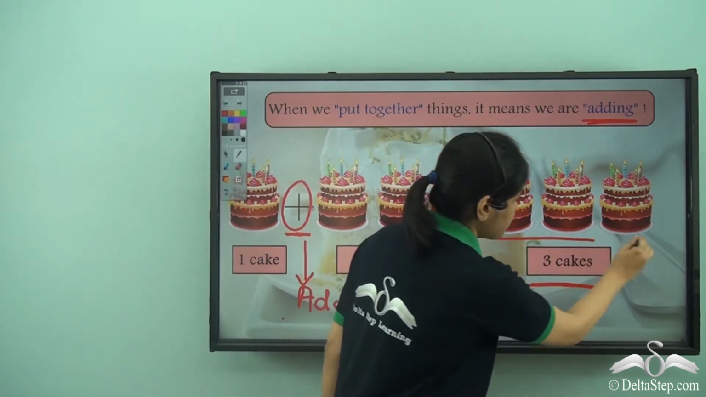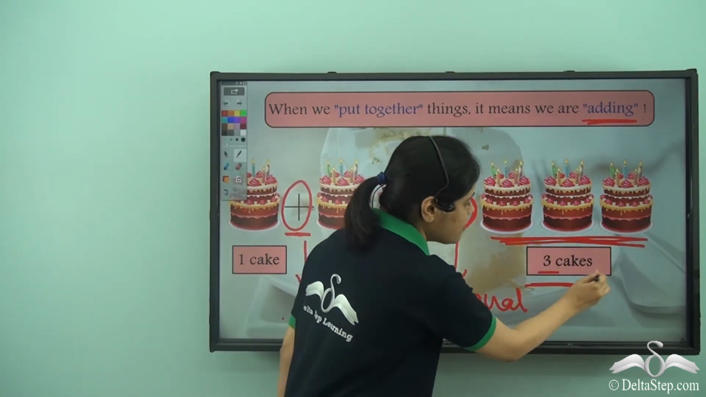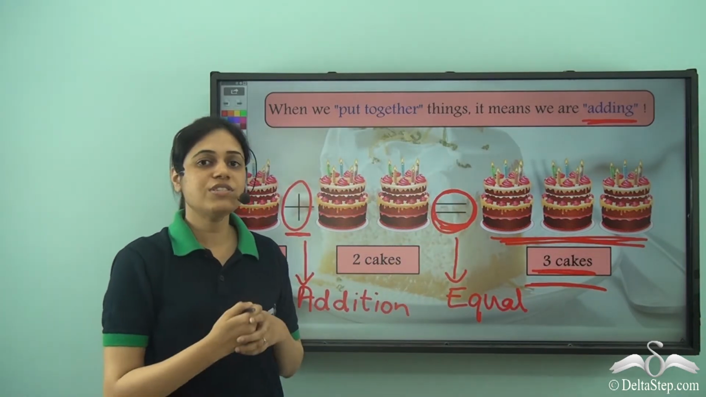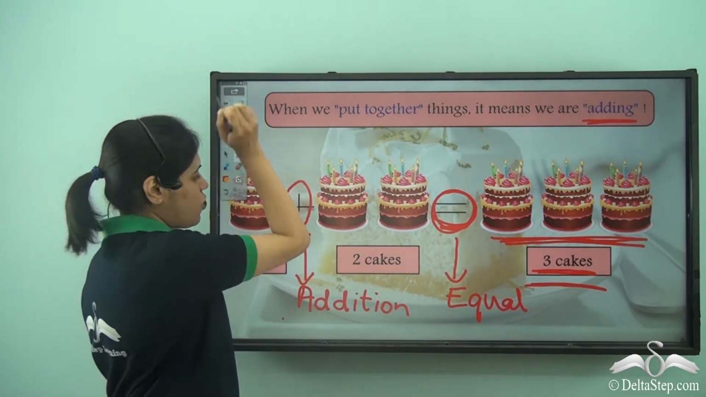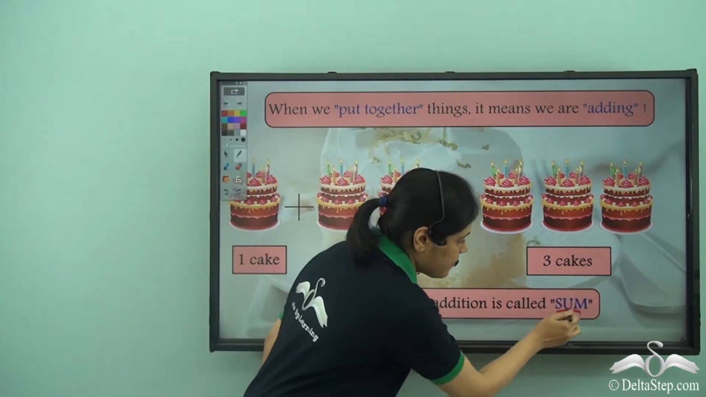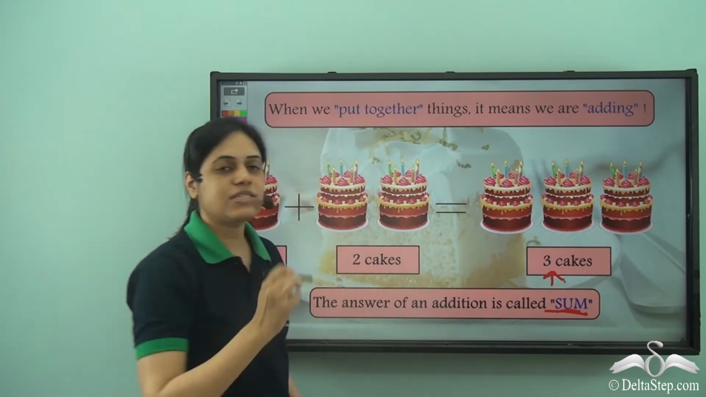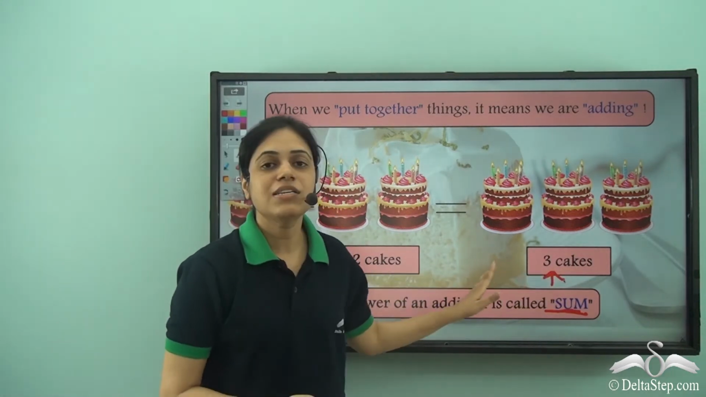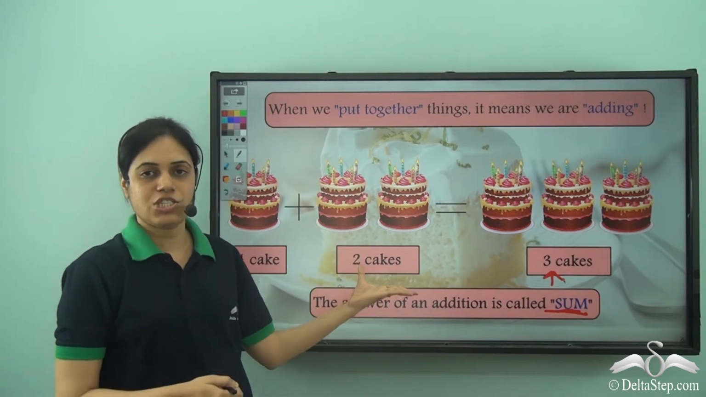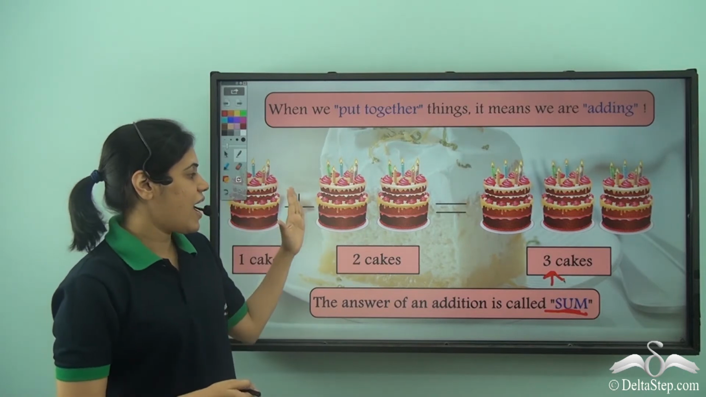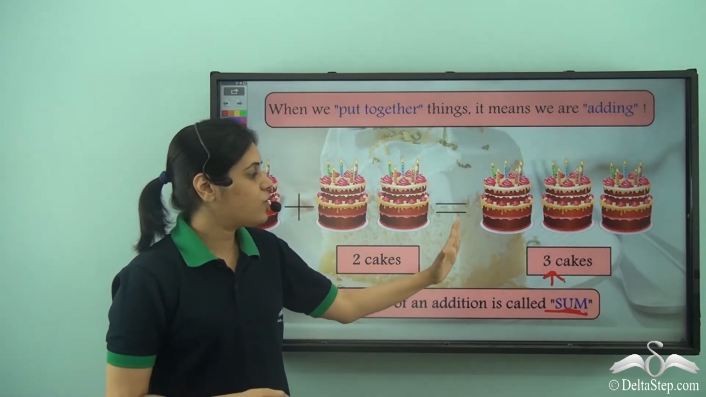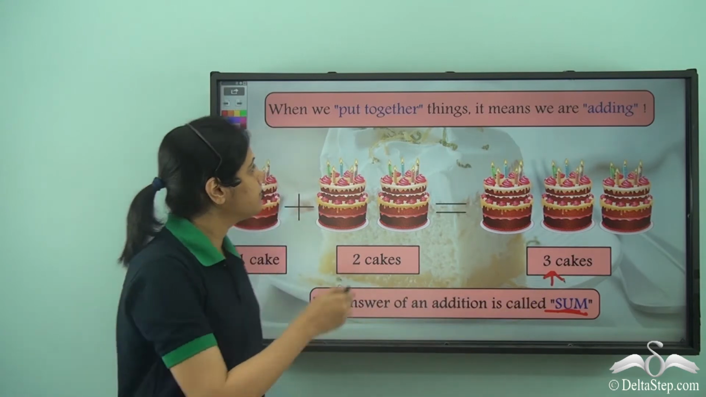Now what is this result called? The answer which I got by adding. What is this called? This is called the sum, right? So 3 cakes is the sum. This is the sum of this addition. So 1 cake added to 2 cakes equals 3 cakes.